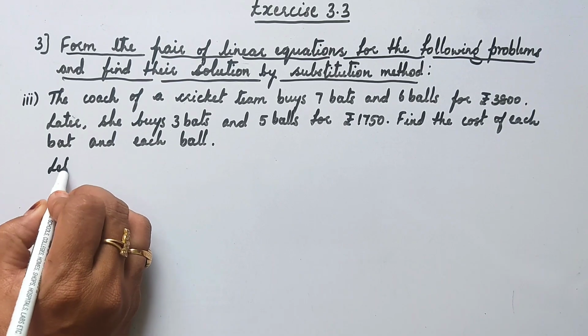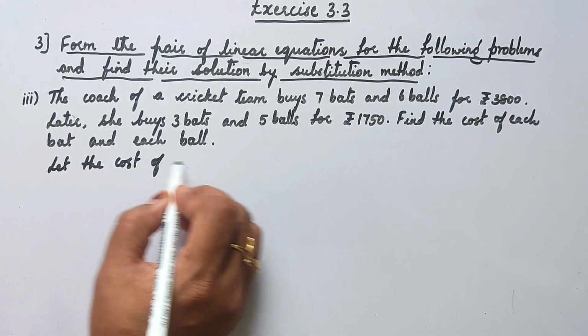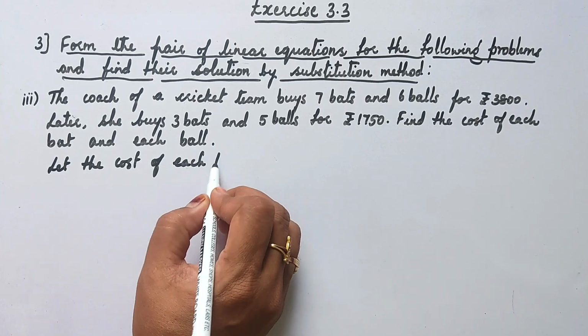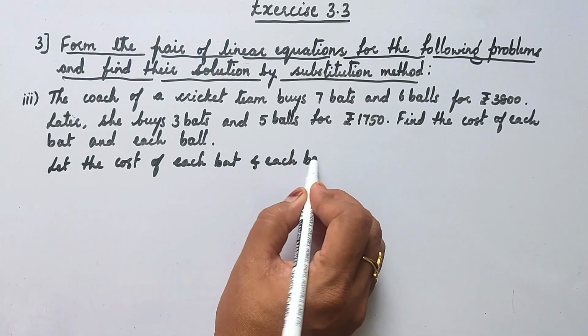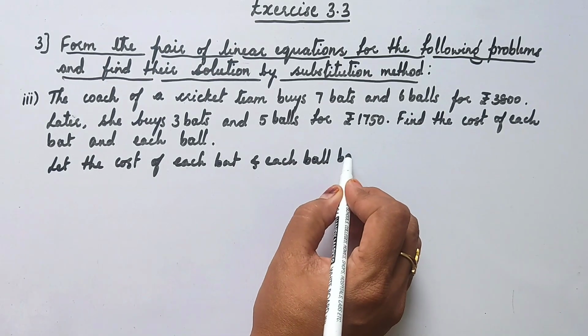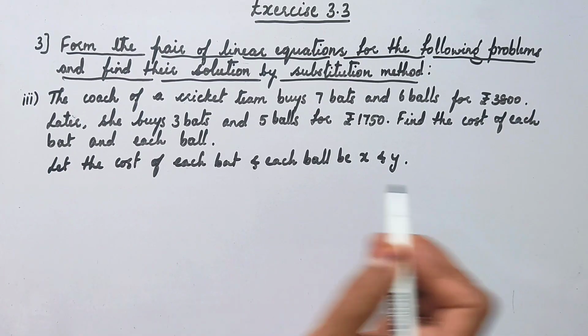So let the cost of each bat and each ball be x and y. Okay, x and y rupees.